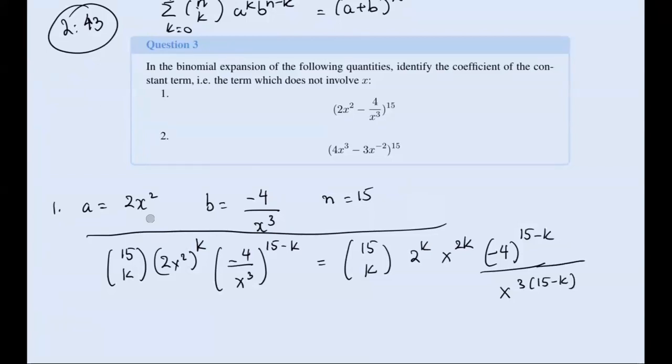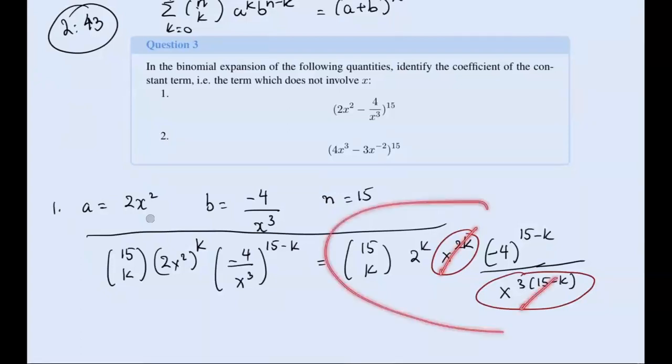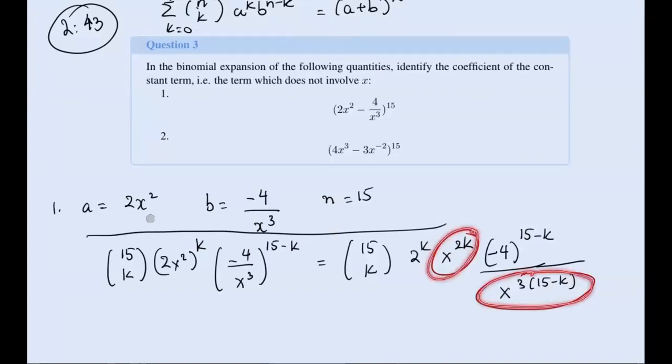When can we get a constant term? It is when we don't have any x appearing in our expression anymore, right? And it happens when these two terms cancel each other out. Imagine if these two terms are equal and you can cross them out, then the whole term doesn't involve x at all, and it will become a constant term, which means we have to calculate what the value of k is, such that this one is equal to this one.